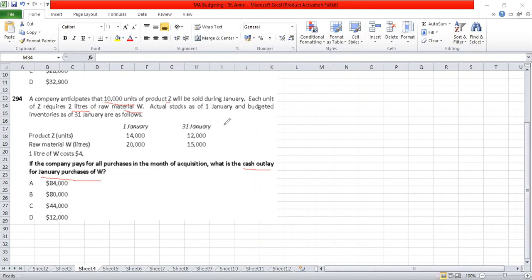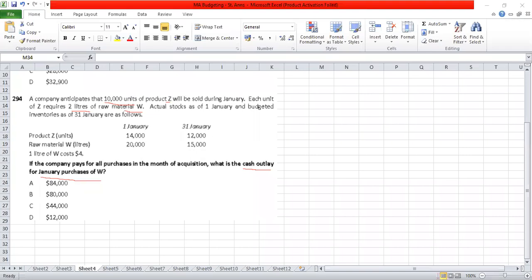We have the final output, which is the final product, product Z. Then we have the raw material W. The opening and the closing stocks are given. The question is, if the company pays for all purchases in the month of acquisition, what is the cash outlay? So how do we proceed further? How do we answer such a question?